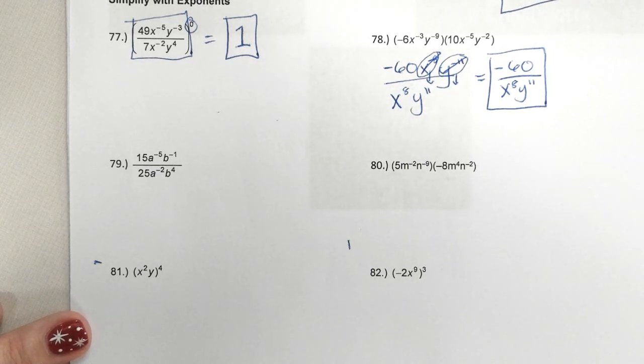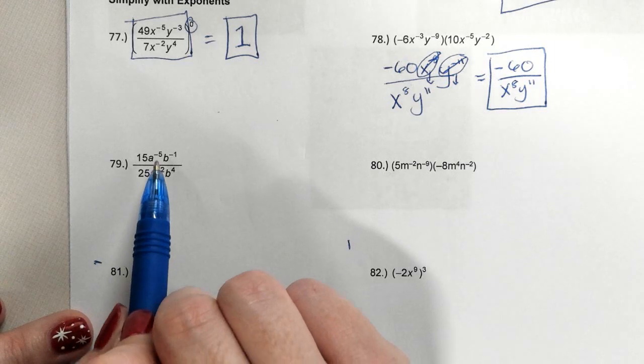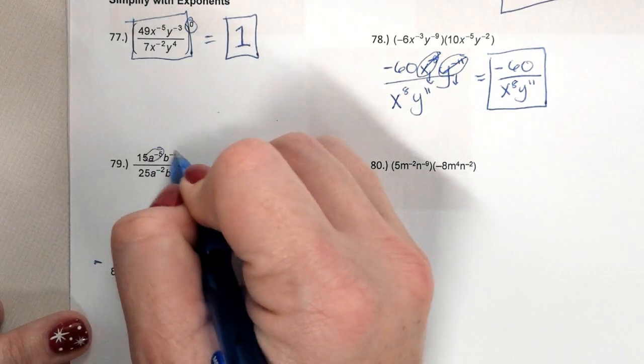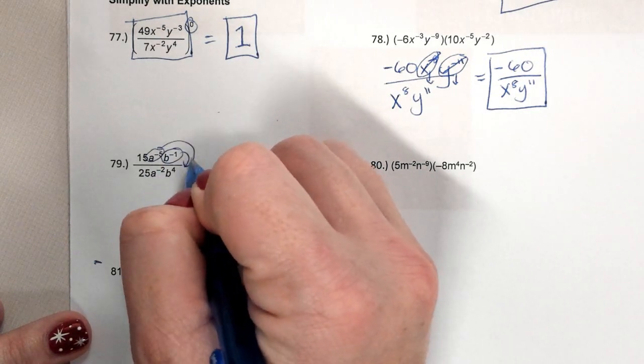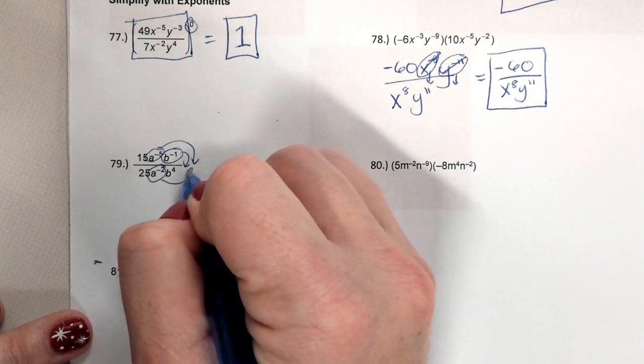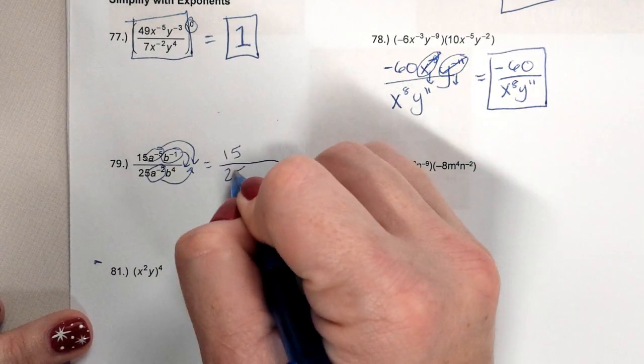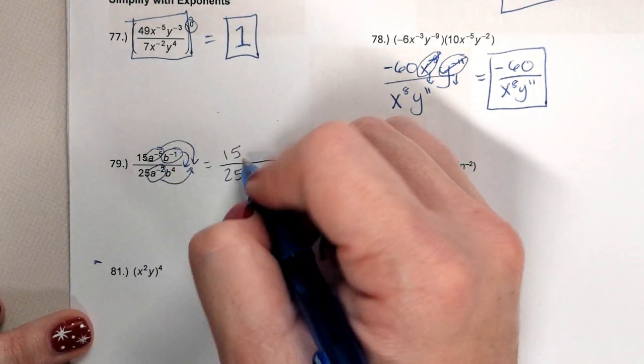Okay, on 79, I want you to realize that I have 3 with negative exponents. So let's move those 3. So I'm going to move this and this down. And I'm going to move this up. So I'm going to keep the 15 and 25 because those did not have negative exponents. They do not move. So the a squared moves to the top.